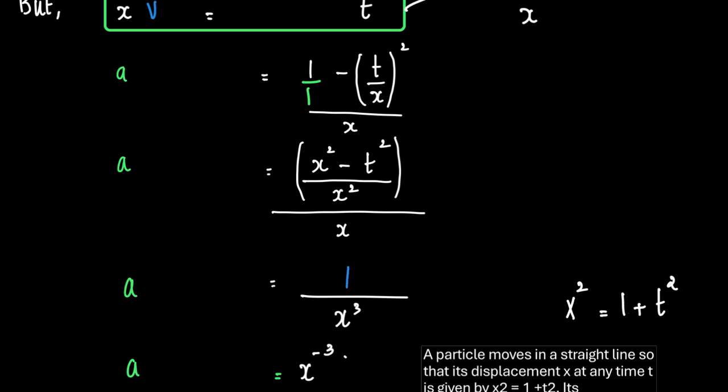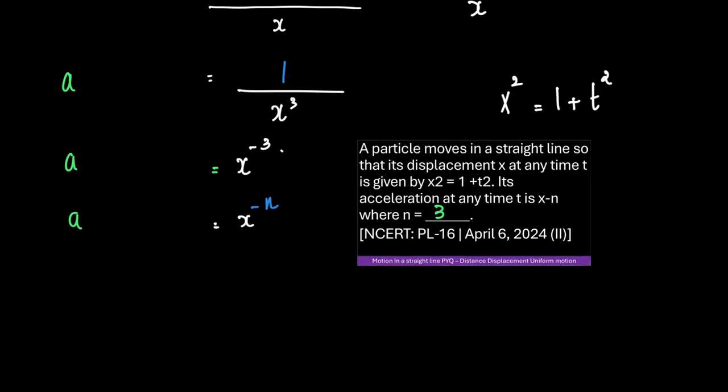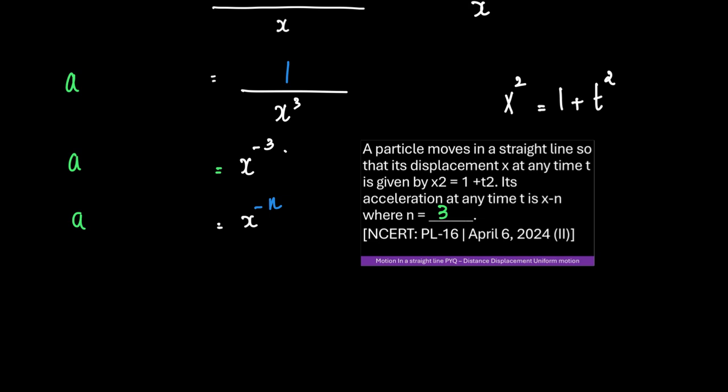And then all that is left is 1 upon x square the whole upon x, which will be equal to 1 upon x cube, right? So we have 1 upon x cube, which is equal to x to the power minus 3. And what is asked in the question? It is given in the question that acceleration is equal to x to the power minus n. Therefore, comparing these two equations, we have n is equal to 3.